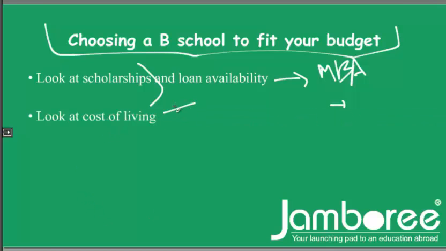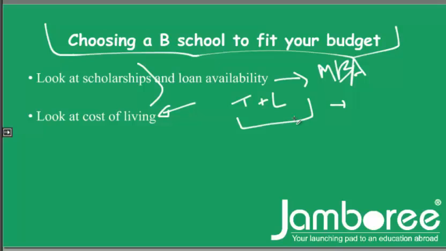Look at the cost of living, extremely important. On the university website you would find the tuition fee, but what you have to pay will be tuition plus cost of living. So your entire expense will actually be tuition plus cost of living.